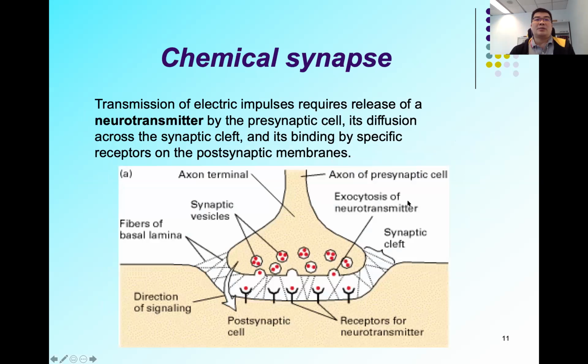Here are some simpler illustrations of the chemical synapse. Basically, the axon with the action potential arrives, and that stimulates the release of neurotransmitters over here. The neurotransmitter binds to the receptors, and then the signal is transmitted from the presynaptic terminal to the postsynaptic terminal. In the synaptic cleft, that 30 nanometer gap, there are proteins linking the presynaptic terminal and the postsynaptic terminal together.